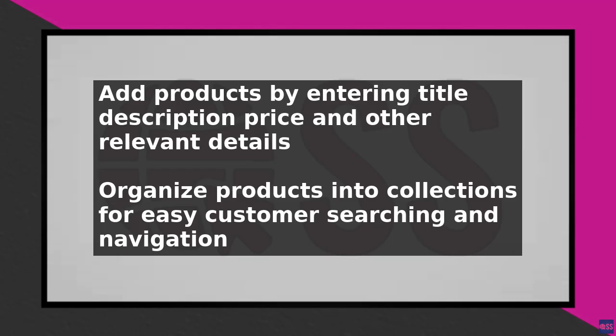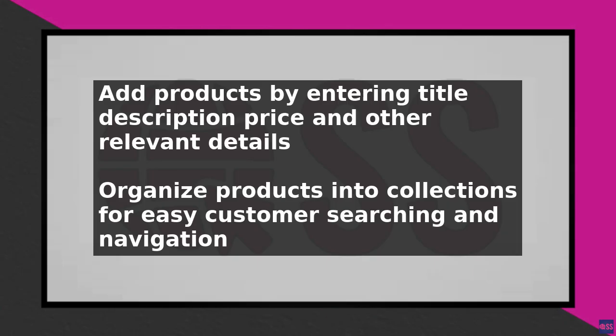Set up payment and shipping options by going to the Settings section of your store. Choose a payment gateway, such as PayPal or credit cards, and set up shipping rates and options. You can also set up tax rates and calculate shipping costs based on location.